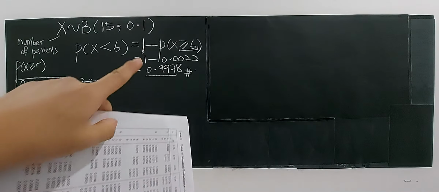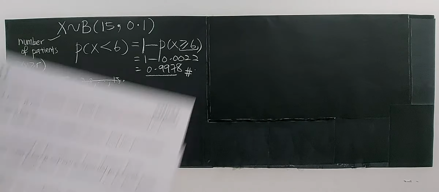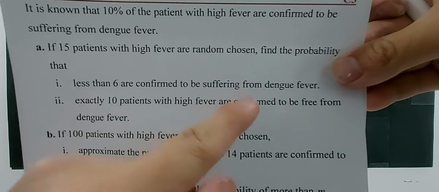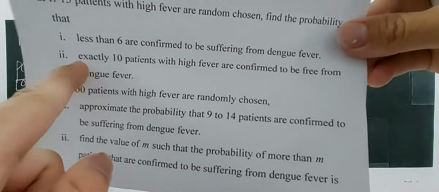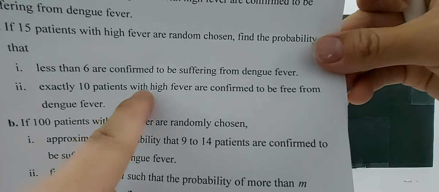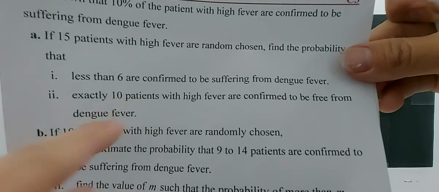I can apply the binomial distribution by using this statistical table because the number of samples here is just 15. Later on I will tell you why. So look at the next question. They're asking us to find the probability that exactly 10 patients with high fever are confirmed to be free from dengue fever. Read the question carefully, right? There is a trick here.